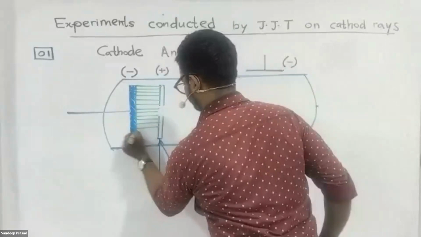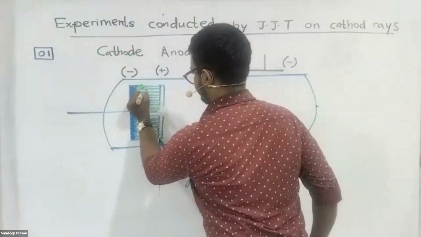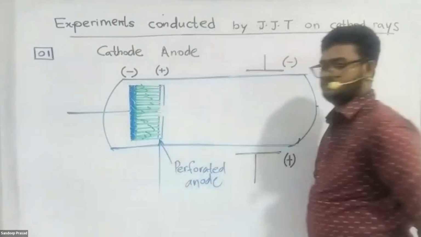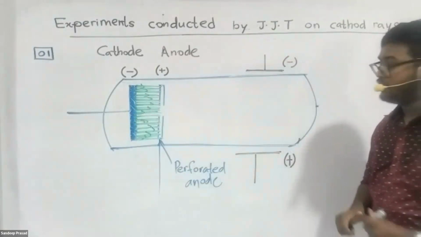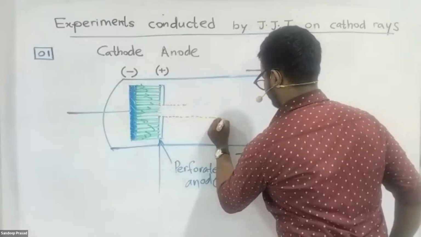These are the cathode rays we can see. Cathode rays are emitting from the cathode. Now here we have a perforated anode. This is the path, and this is the hole. I told you, I will construct a path.